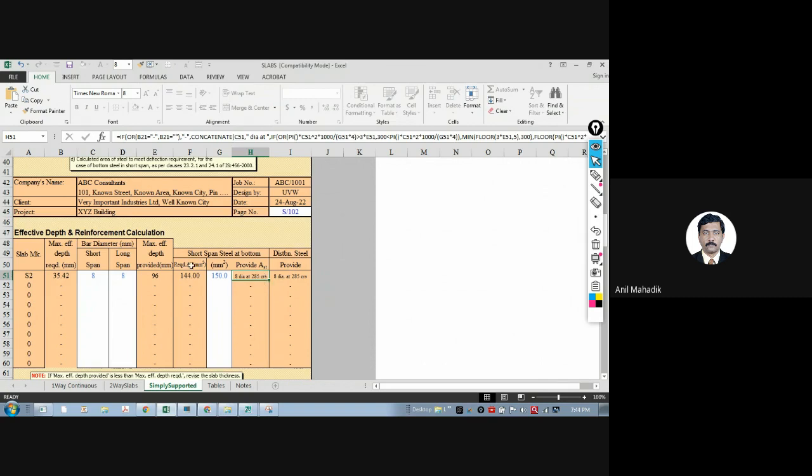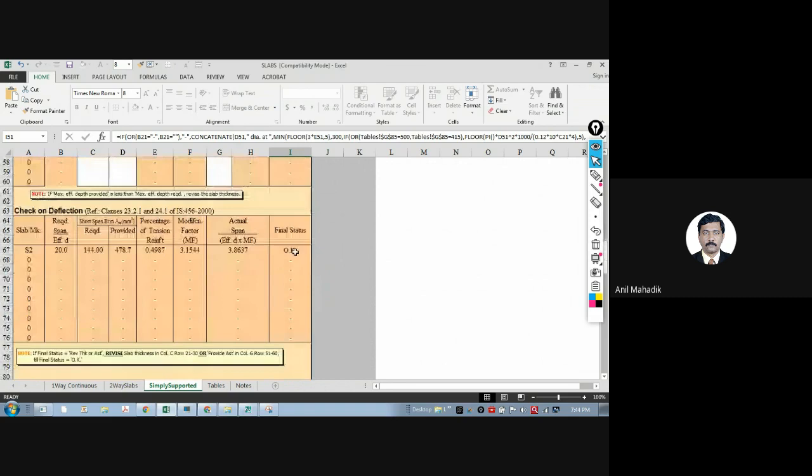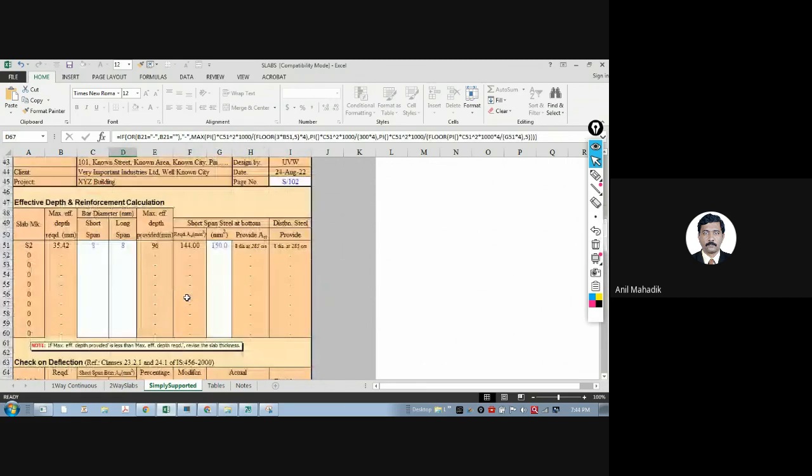So this is your main steel along short span, and this is your distribution steel. So 8 at 285 and 8 at 285. Here you can see final status is okay. So that's the simple design actually. Simply supported beam is very easy to understand. Are you getting this?